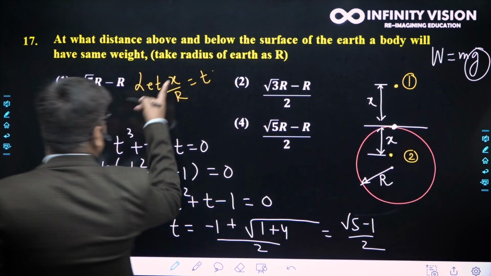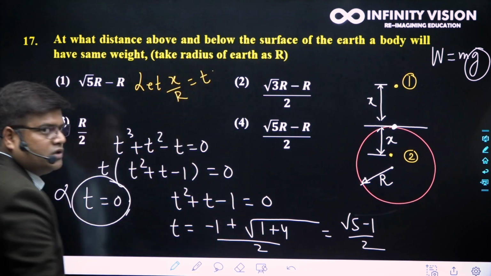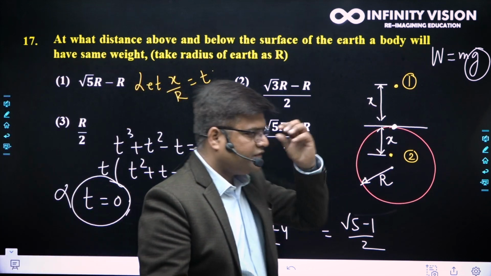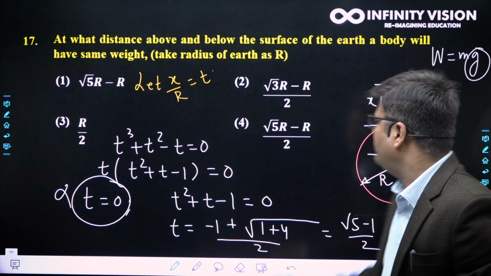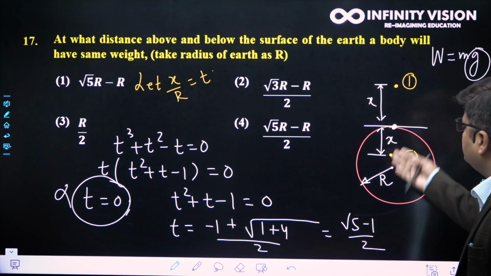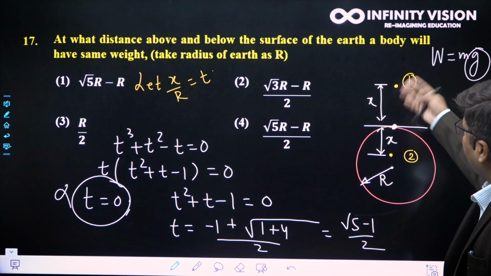The solution t equal to 0 can't be accepted because it will lie on the surface of the earth. Because t we have assumed is x by r, so if t equal to 0, then x equal to 0. So this point will lie on the surface of the earth. So that is an understood point. The value of g is here the same. But what we have to find is at point 1 and point 2.